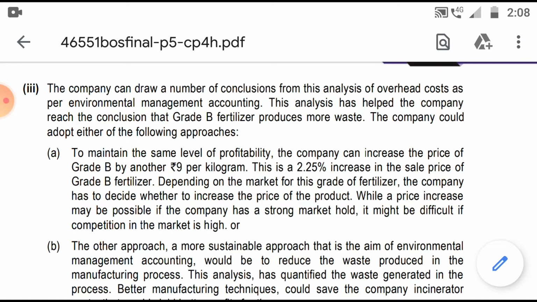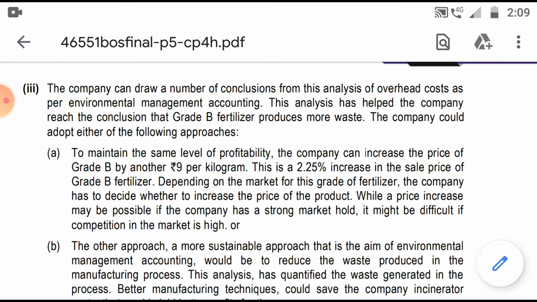Depending on the market for this grade of fertilizer, the company has to decide whether to increase the price of the product. A price increase may be possible if the company has a strong market hold, meaning they have control over the market. It might be difficult if the competition in the market is high. So increasing the price is difficult when competition is high.